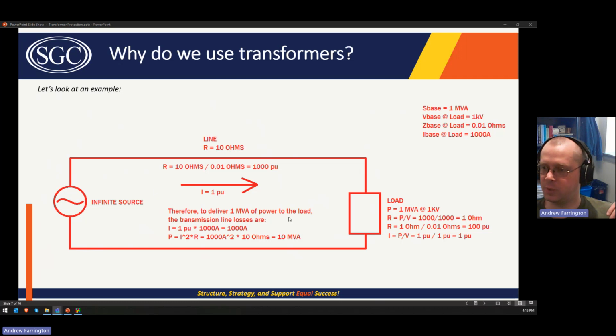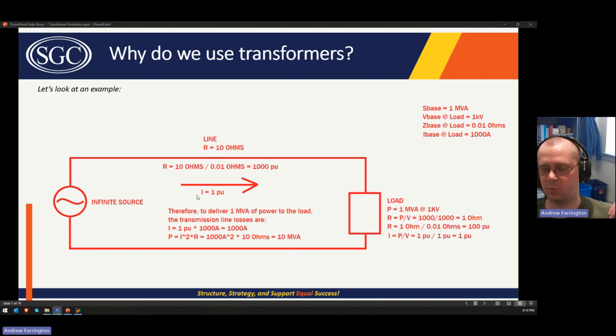But if you go through the math here, we're taking a very simple case where you have an infinite source and then a line with a resistance of 10 ohms and then a load rated for 1 kV that is drawing 1 MVA of power. If you convert all of these quantities to their per unit values and do the math, you have a current of 1 per unit going through the transmission line.